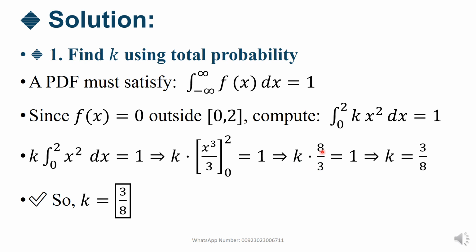Now 8 upon 3 equal to 1. Now we will find the value of k. You must know this: 3 multiplied by 1, and this 8 divides. Now k equal to 3 upon 8. We get k equal to 3 upon 8.